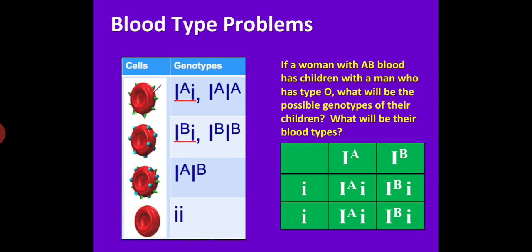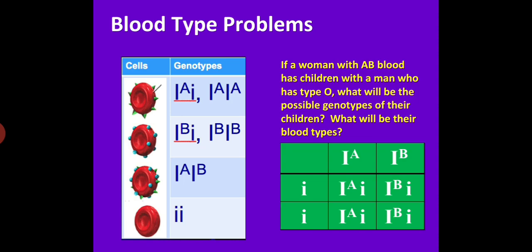Here there is a problem. If a woman with AB blood has children with a man who has O type, what will be the possible genotype of their children and what will be their blood types? 50% of them are A group and 50% of them are B. That is, they are heterozygous in nature.